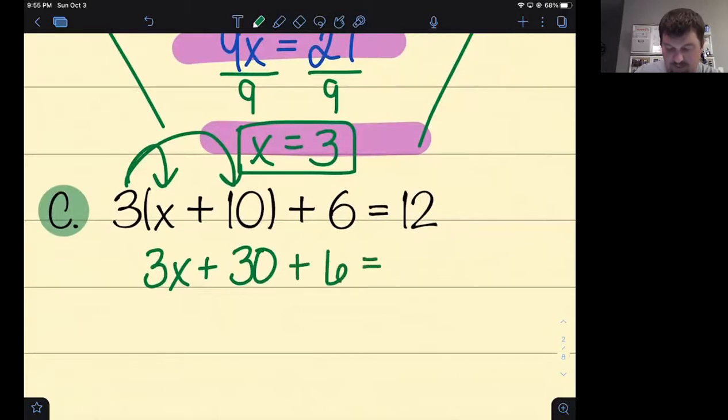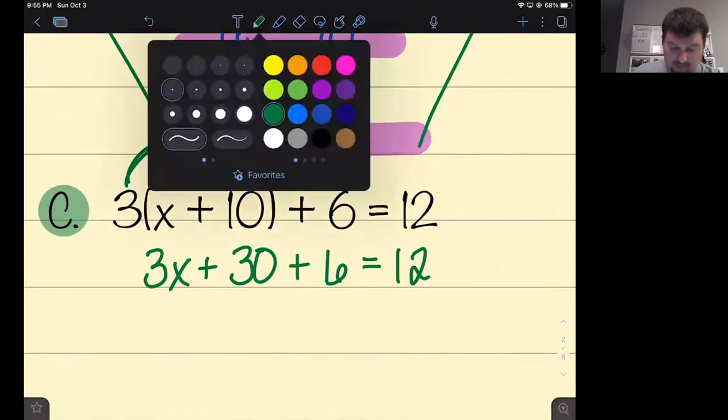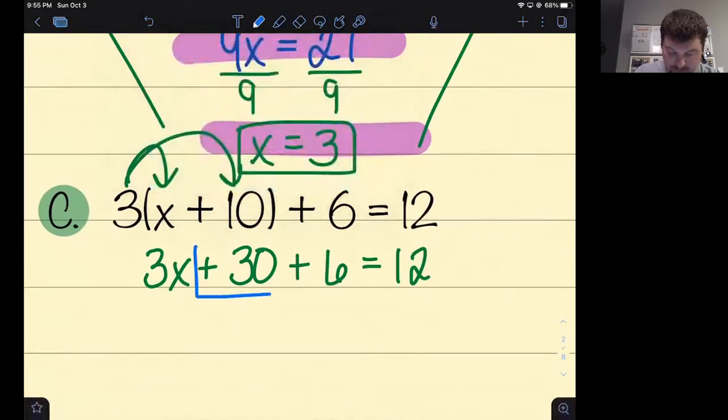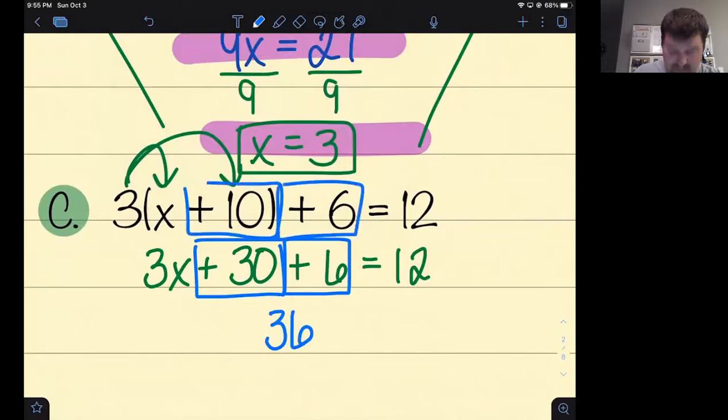Now I have to get rid of the parentheses before I combine like terms. So it's really important that I do that first before I try to combine the 30 and the 6, which is clearly going to give me 36. I have to do that before, because if I do it here, that would give me 16, and that's completely wrong. So I have to distribute to get the 30 before I start combining my like terms.